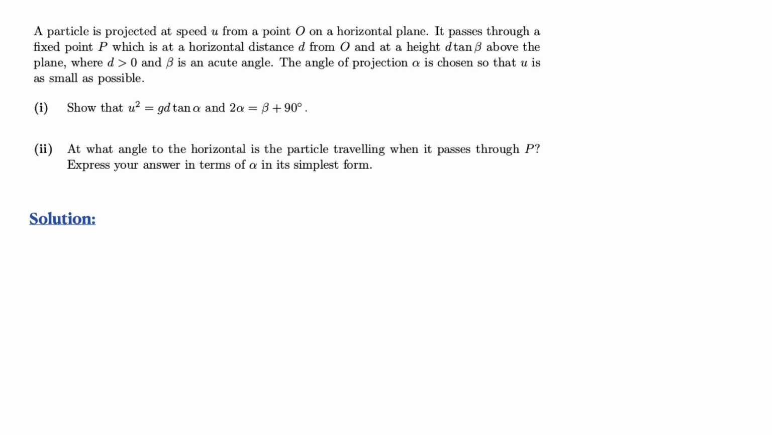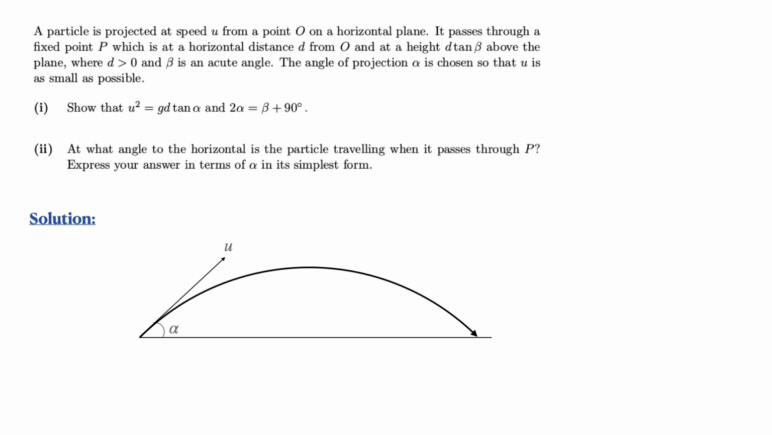Even though it might seem hard to find an approach to start with, as with other projectile questions, it is good practice to start with a sketch. We have a particle projected at an angle alpha with initial velocity u. And the point P is defined as horizontal distance d and vertical distance d tan beta. After sketching the diagram, we can now consider the horizontal component and vertical component respectively.